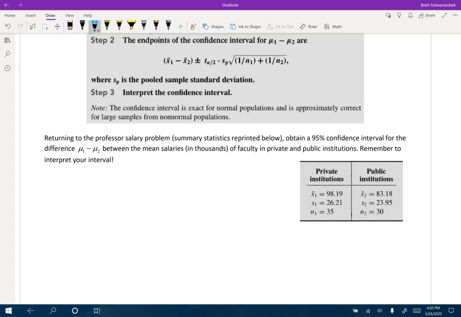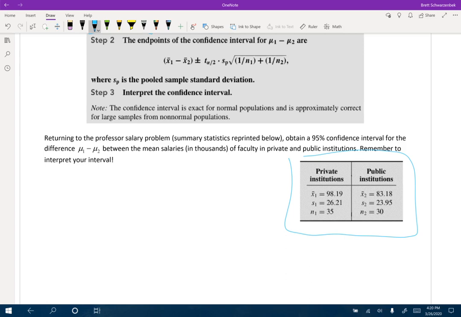So this says return to the professor's salary problem. So I'll show you. I brought this down for us. Obtain a 95% confidence interval for the difference mu1 minus mu2 between the mean salaries. So normally an interval gives us just a range of numbers for a specific one value. Now it's going to be a range of numbers for the possible difference between the values.